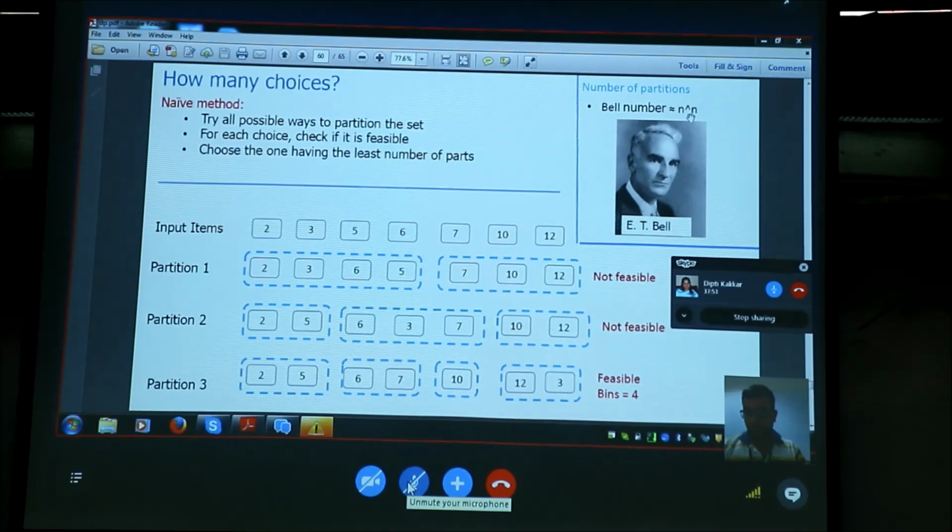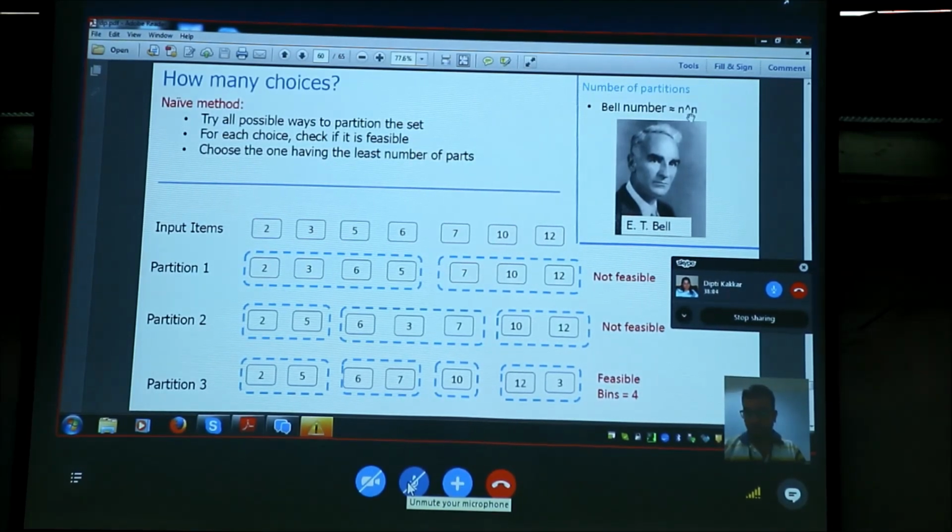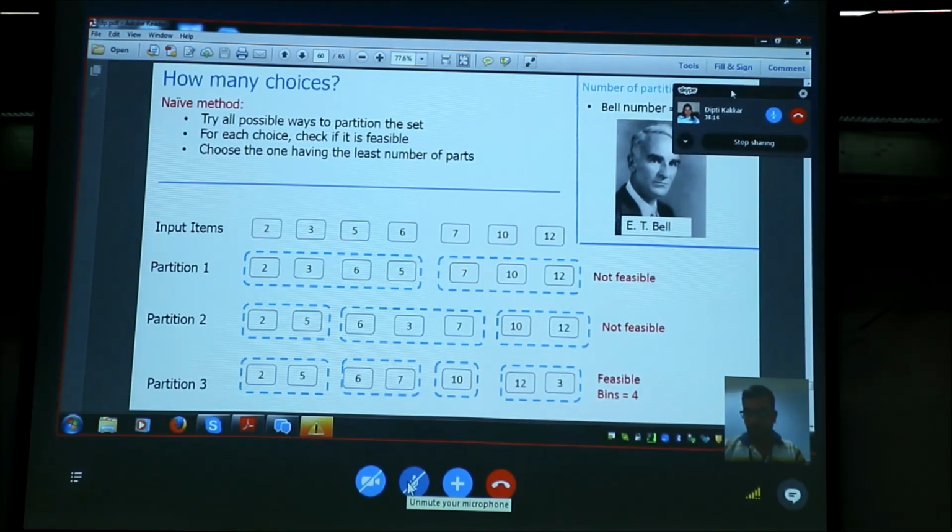I again took this chance to look up Wikipedia and see why they are called Bell numbers. It seems these numbers were known to the Chinese, Japanese, Arabic, these old people, but in modern times they were studied by E.T. Bell, so they are named after him. So it's a big number, n to the m. Even 4 or 5 to the 5 is a big number. Is this clear so far?